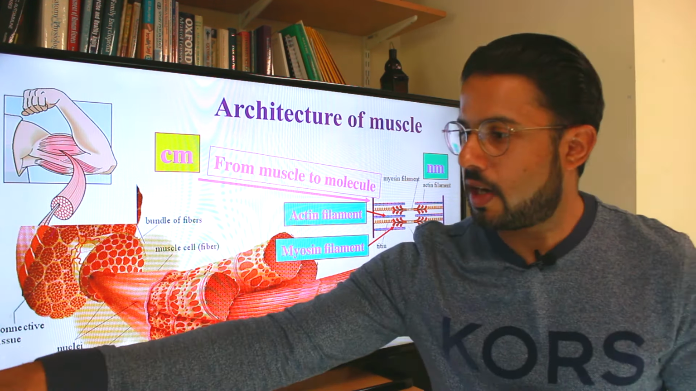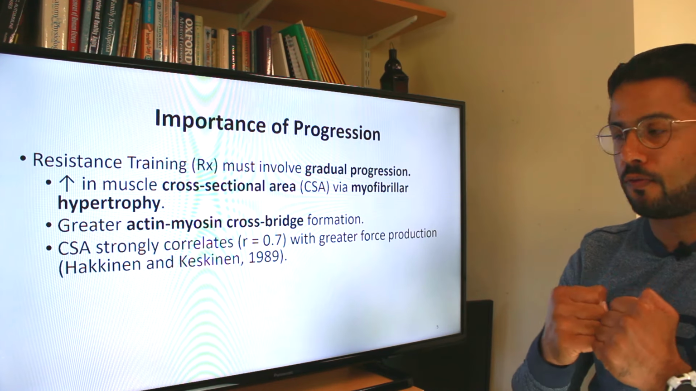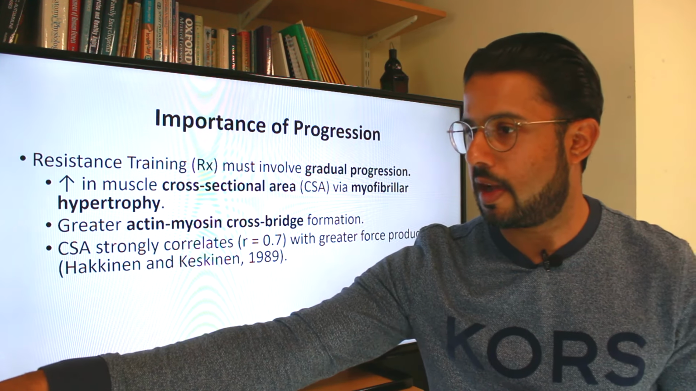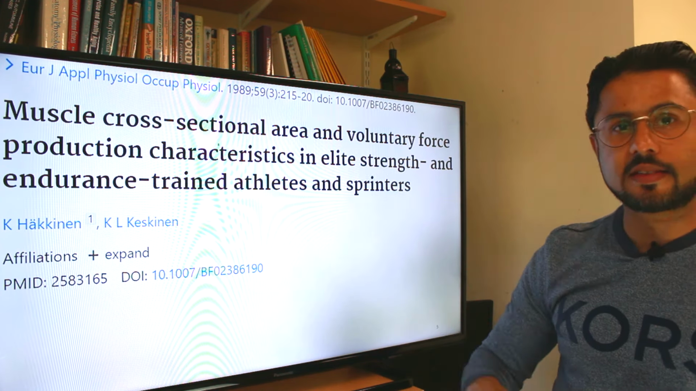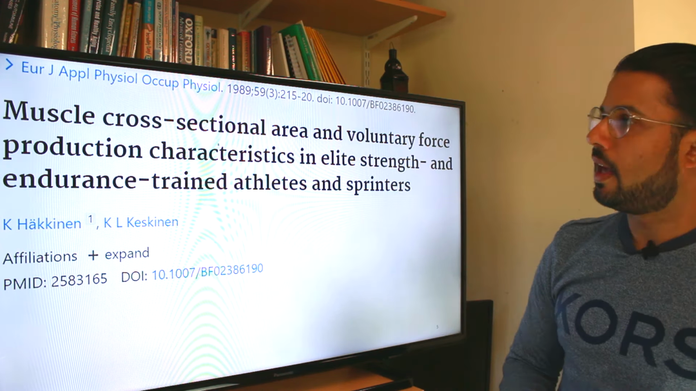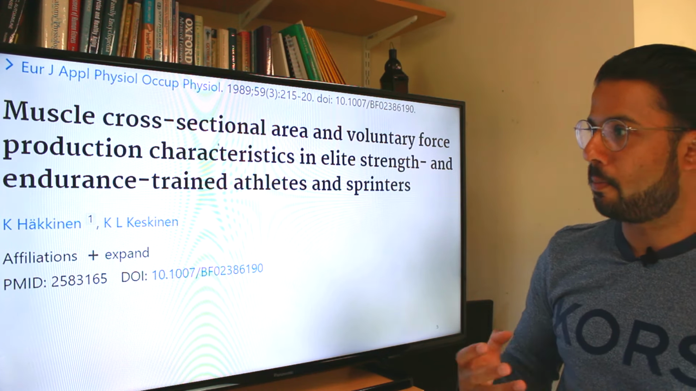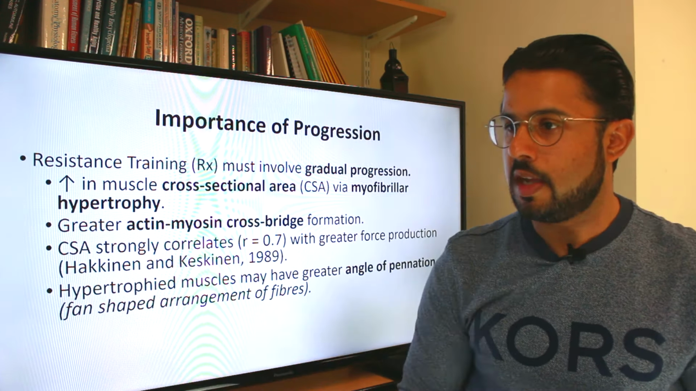Now we know that if your cross-sectional area, so the size of your muscle, is greater, that relates, from correlational analysis, to greater force production. It makes sense physiologically. The more actin and myosin cross-bridge formation that you can have, the stronger muscle contraction you're going to have, the more force that's going to be produced. And this is actually some data way back in 1989 from a scientific study done by Häkkinen and Keskinen in the European Journal of Applied Physiology and Occupational Physiology. This can be found on PubMed, Google Scholar, if you wanted to know a little bit more about what they did in that study.